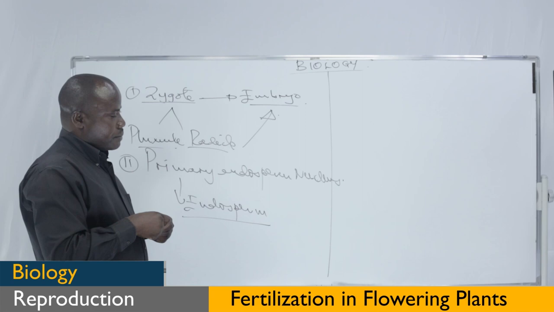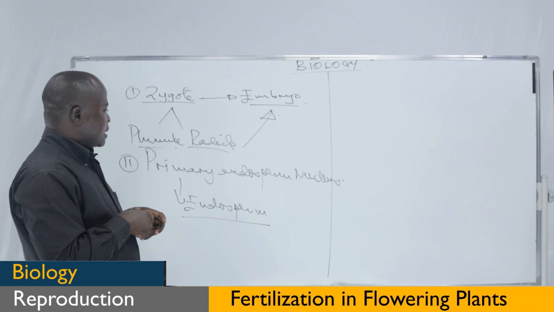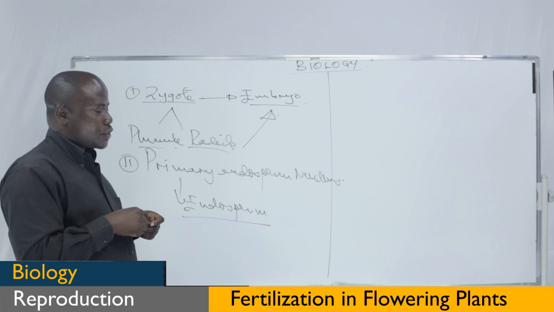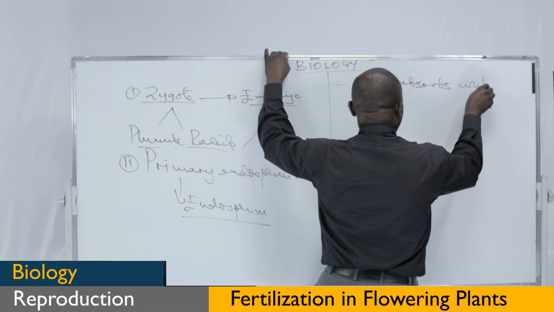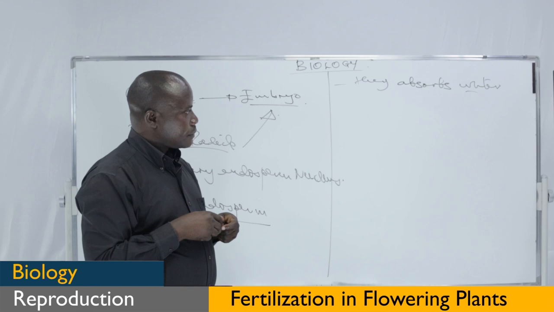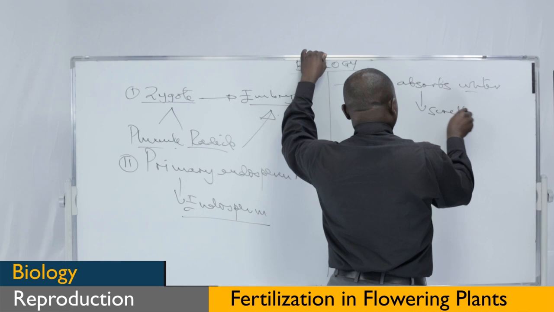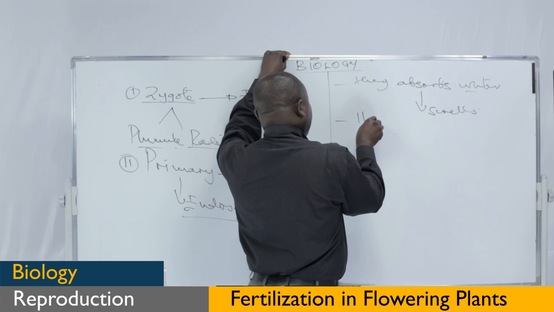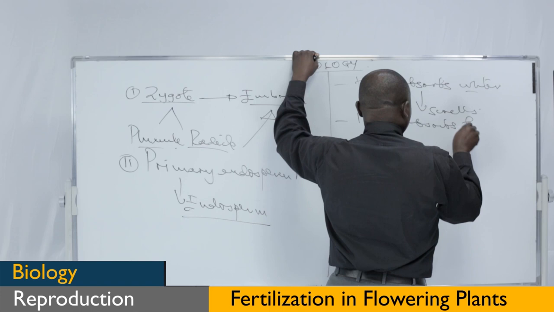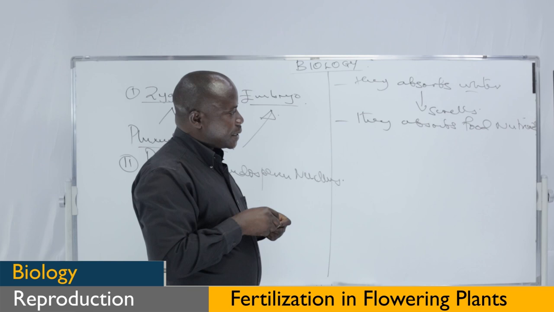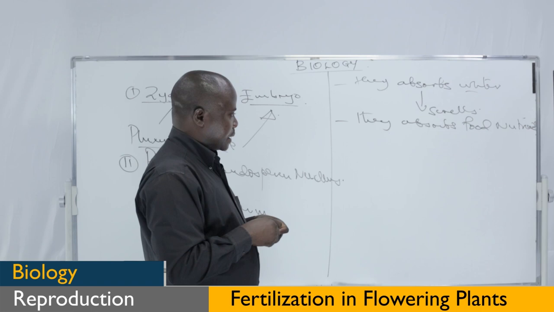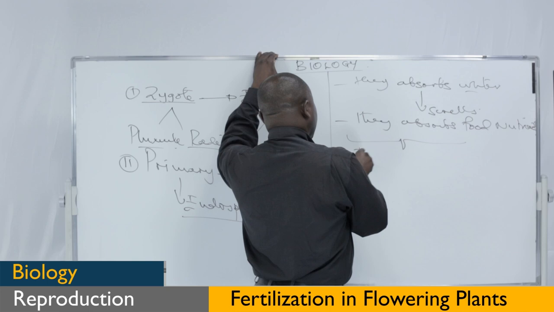To form the endosperm, there are a series of developments. It means the cells forming the endosperm also undergo some sort of changes, in which they absorb water from the parent plant body. This water enables the cell to swell. But also, the cell absorbs food, nutrients, and mineral nutrients from the parent plant body. Because of this process, the primary endosperm forms the endosperm.